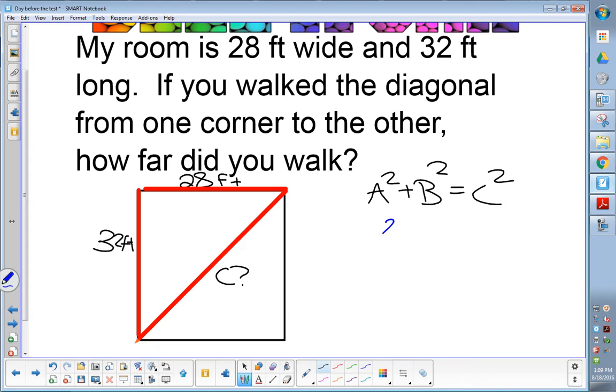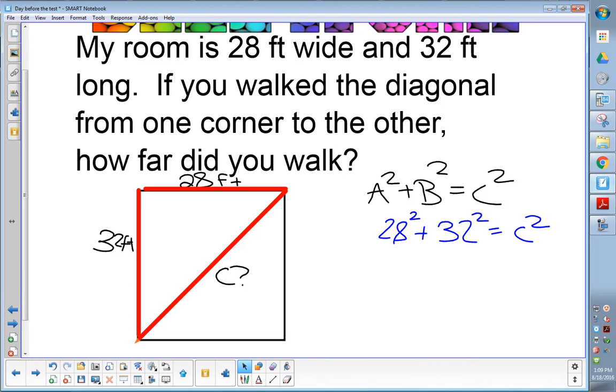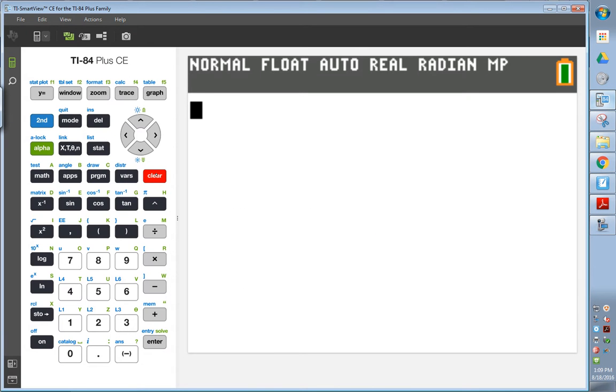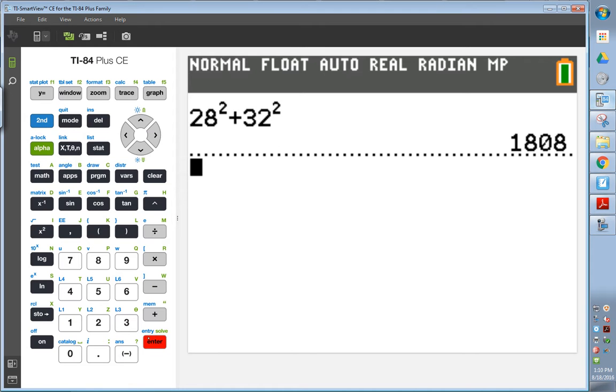So for me, it's going to be 28 squared plus 32 squared equals c squared. Those numbers are too big for me, so I'm going to use my calculator to help me figure that out. 28 squared plus 32 squared gets me that. Is it 1,808 feet to get from one side of my room to the other? No, that's not a sensible answer. Okay, so obviously use your brain and realize that is not my answer.